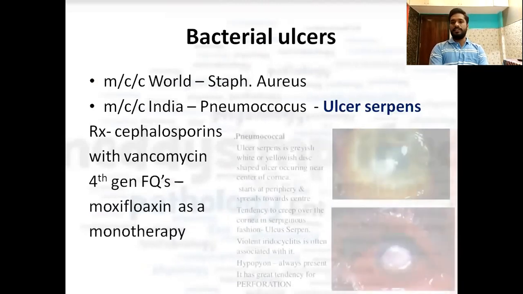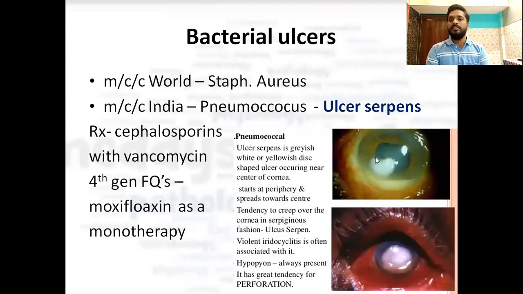Now, this is what ulcus serpens looks like. It is a grayish, white or yellowish disc-shaped ulcer occurring near the center of the cornea. You can see it here, right? And it starts at the periphery. This is the starting point. It starts from the periphery and spreads towards the center. So this is what basically ulcus serpens looks like.